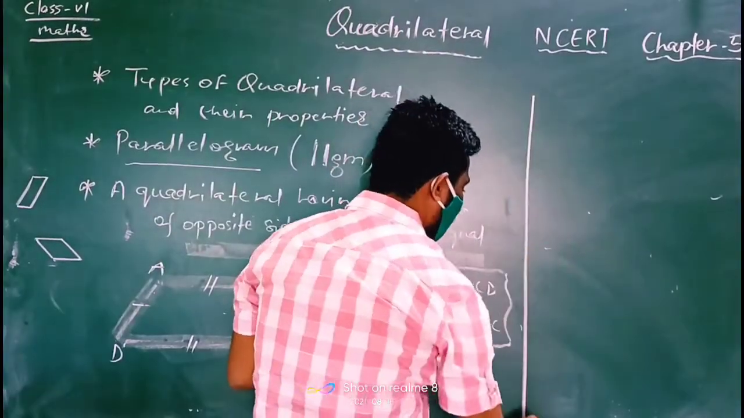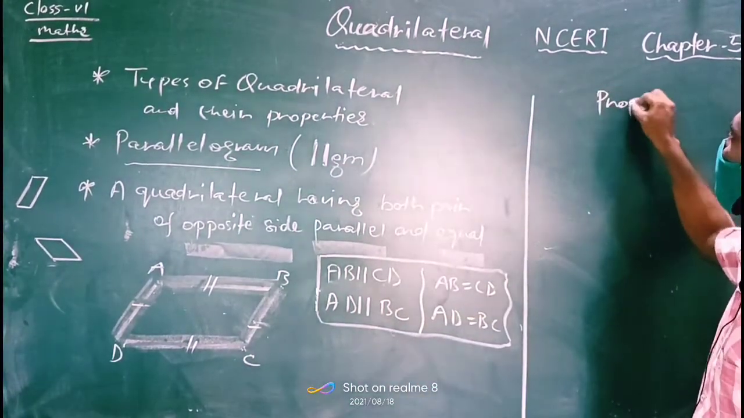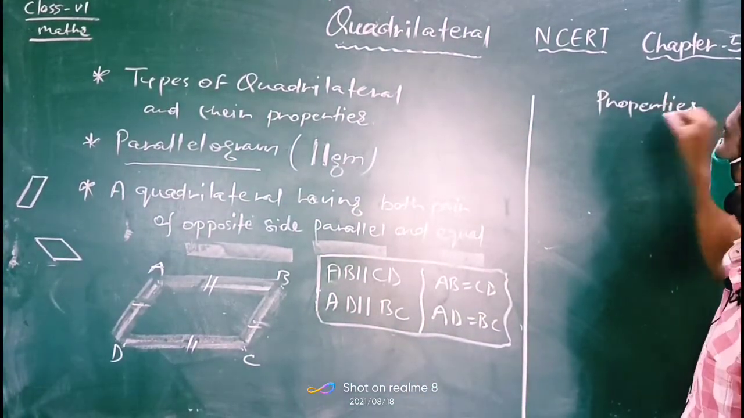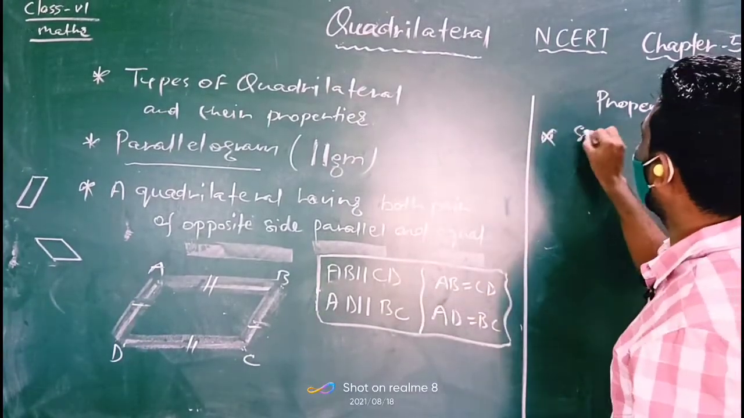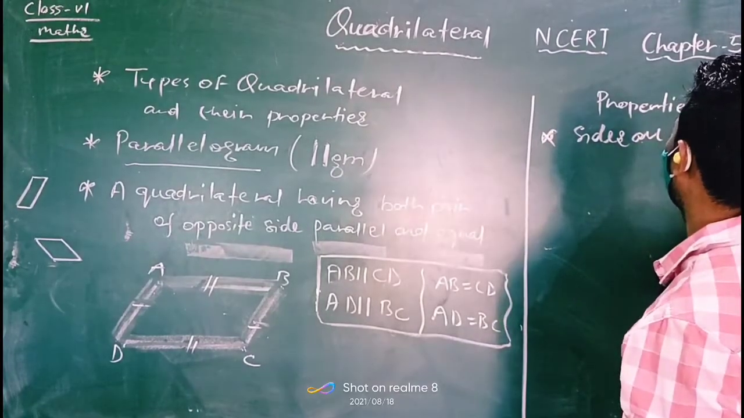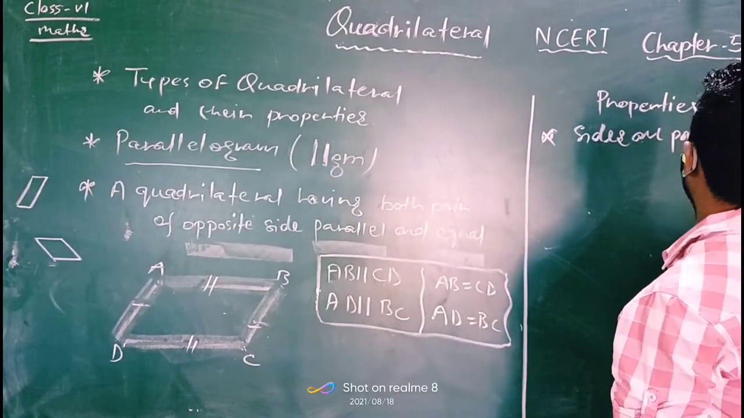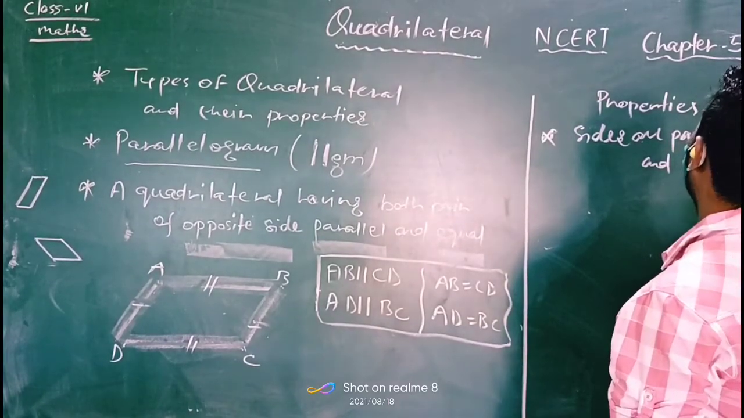Now if you talk about their properties, the first property you can write is this one: sides are parallel and equal. And which kind of sides? Opposite sides.